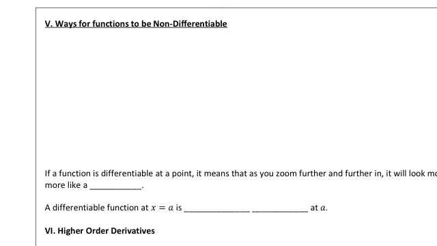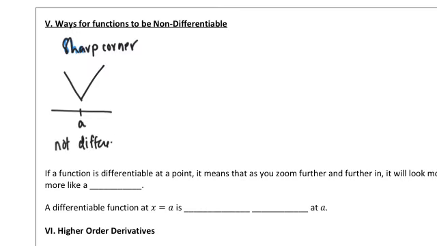Okay, ways for a function to not be differentiable. The first way is when there's a sharp corner, and that looks just like the absolute value function. So if you have a function that looks like that, then at x is equal to a, there's a sharp corner. So we are not differentiable at x is equal to a. You could have a corner that looks a little different, but it's still a sharp corner like that, right?